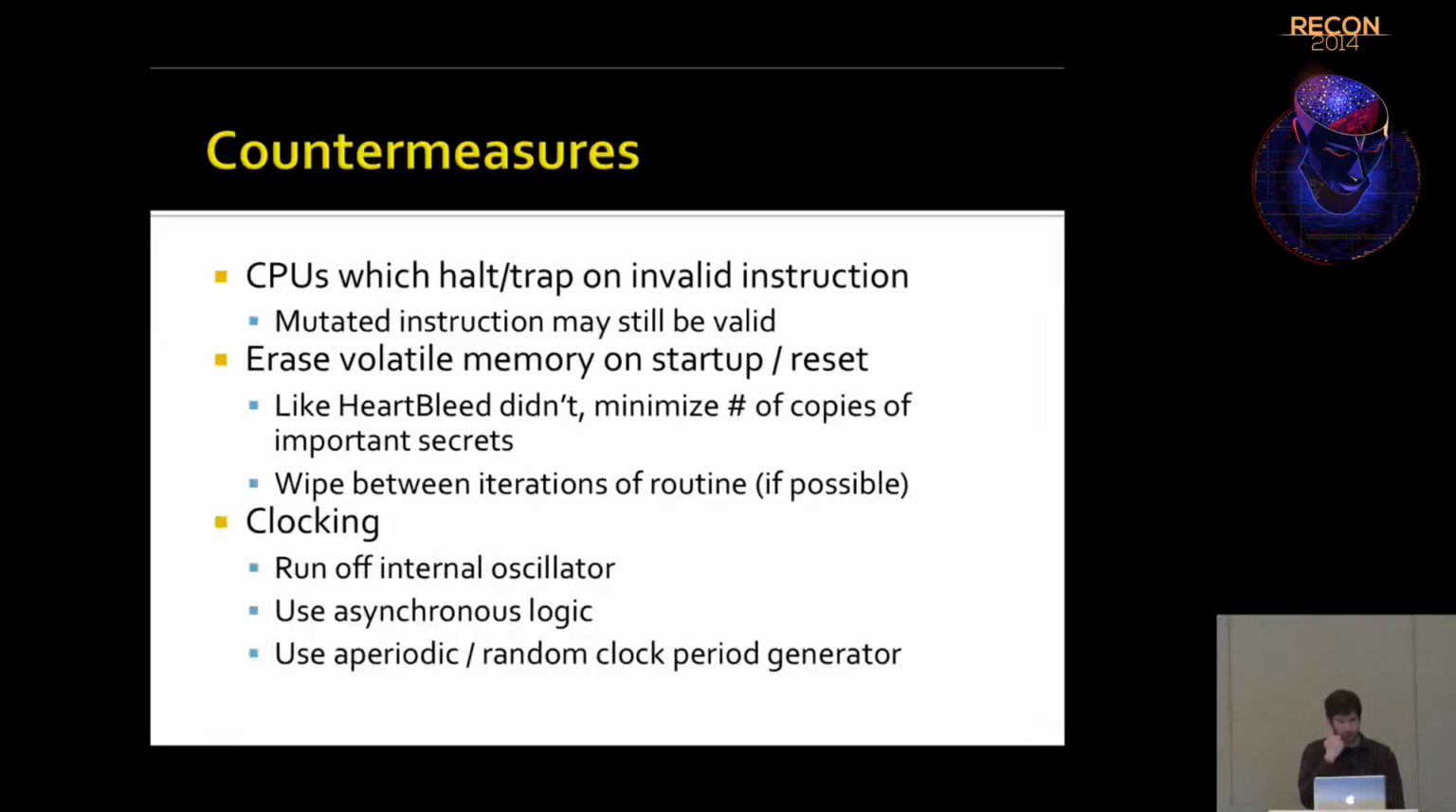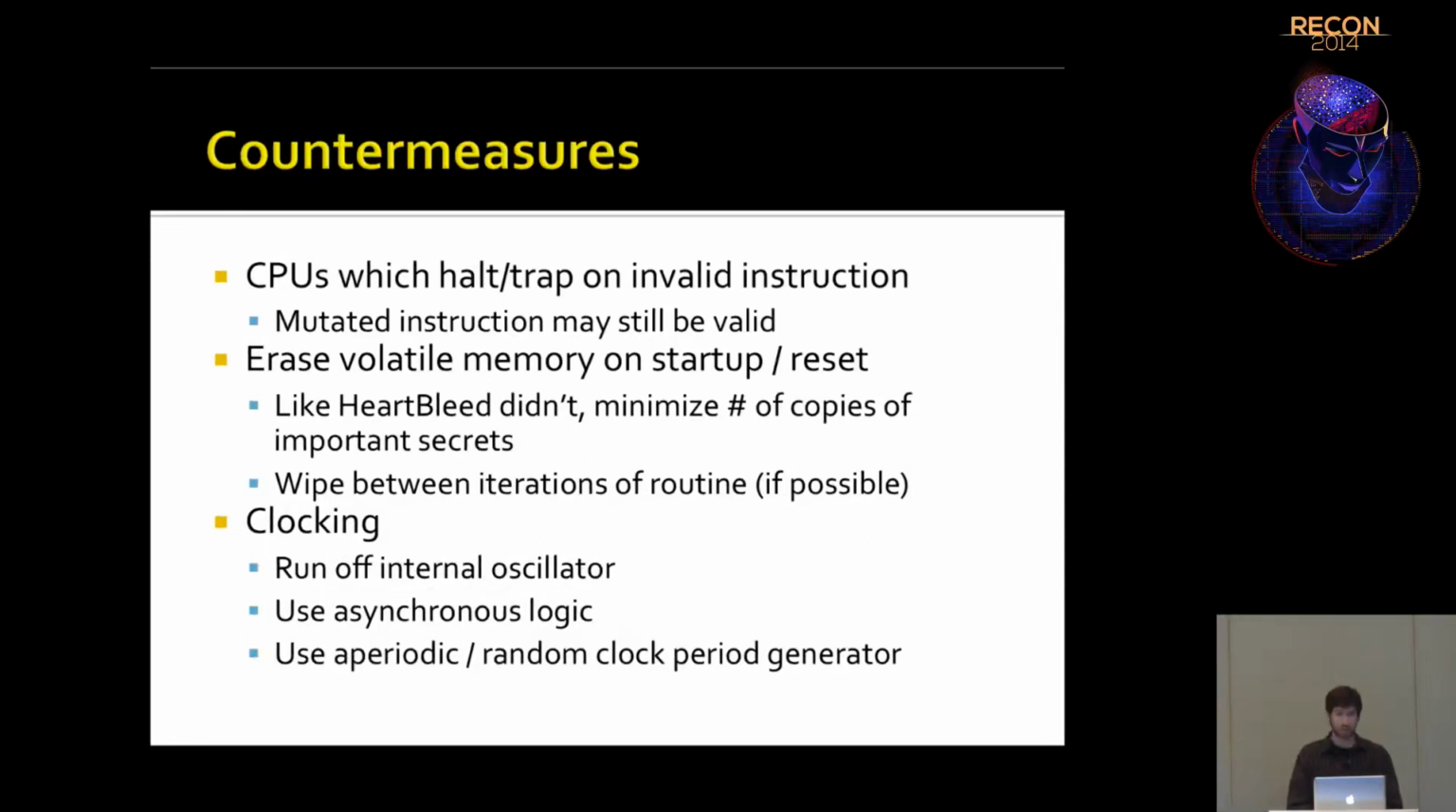Another countermeasure is you can erase volatile memory on startup or reset from the data remnants perspective. So kind of like Heartbleed didn't attack with the OpenSSL stuff, you want to minimize the number of copies of important secrets scattered throughout the device, just as a best practice. And if you can, wipe some of these primitives or secrets between iterations of the routine if possible. Some of them have to be long-lived and you're not going to be able to, but if you can wipe them, do so, so they're not sitting there lying around.